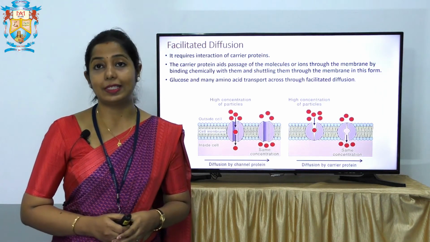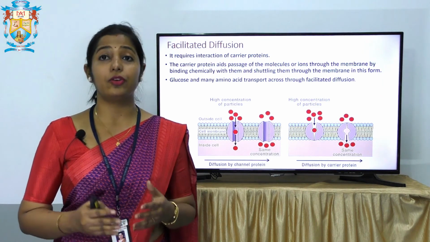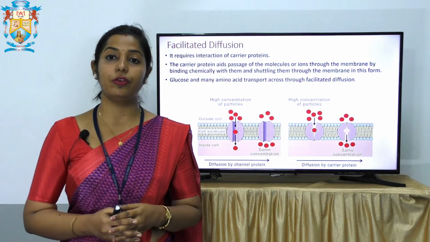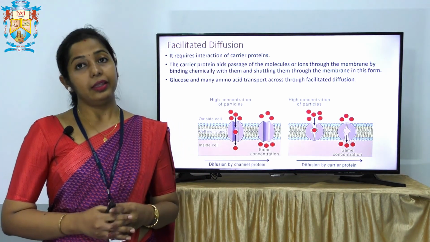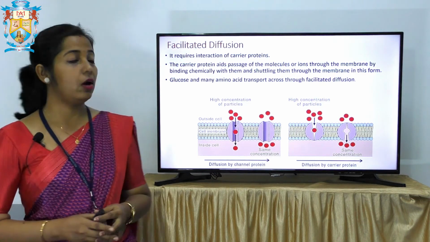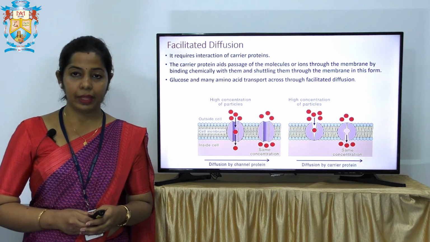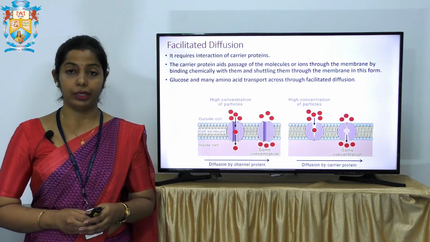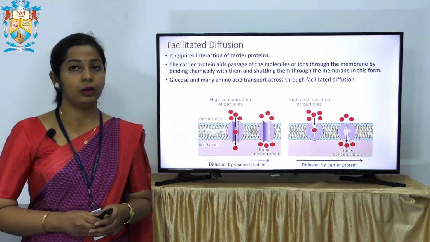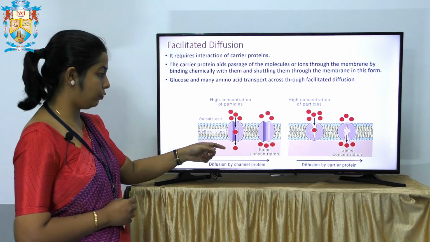Let us move on to facilitated diffusion. Facilitated diffusion means it requires interaction with carrier proteins. The carrier protein aids passage of the molecules or ions through the membrane by binding chemically with them and shuttling them through the membrane. As you can see here, this is an example of facilitated diffusion.